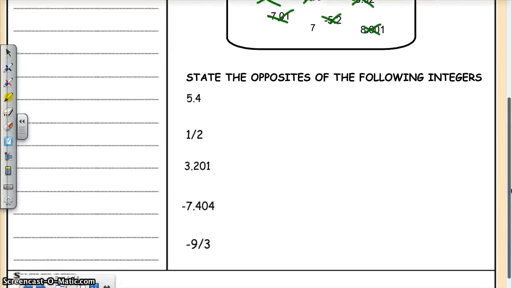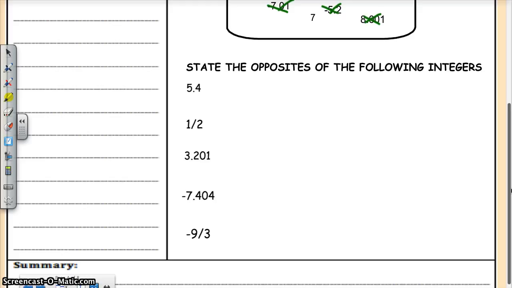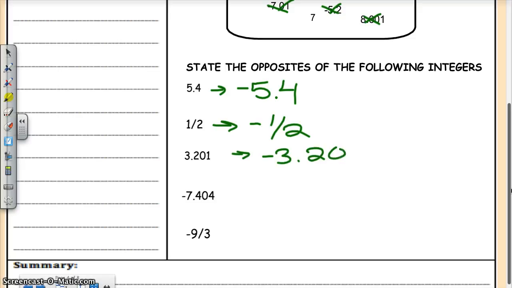Moving to a nice brain break part. We need to state the opposite. Remember, opposite means opposite side. So what's the opposite of 5.4? Negative 5.4. Thank you, Alex. What's the opposite of 1/2? Negative 1/2. What's the opposite of 3.201? Negative 3.201. What's the opposite of negative 7.404?